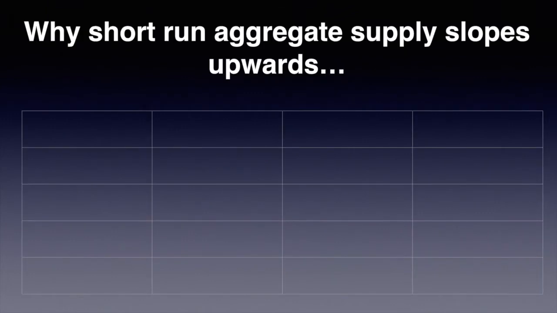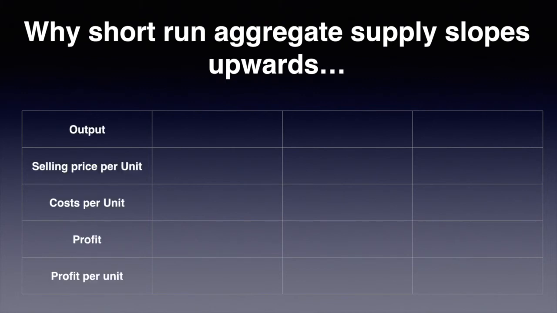We must understand why the short-run aggregate supply curve slopes upwards. The main reasoning behind this was referenced earlier. I'll illustrate now with an example. In the first column, we list our key measures that will help us understand why producers are willing to supply more at greater price levels. We have total output, selling price per unit, cost per unit, profit, and profit per unit.